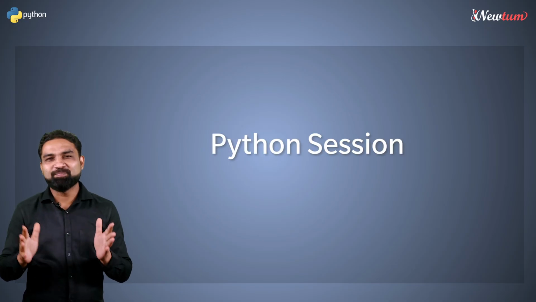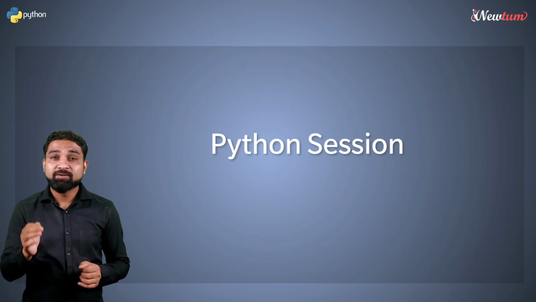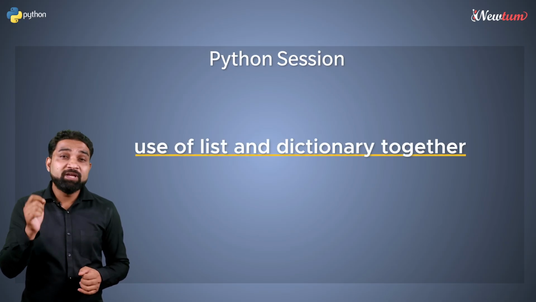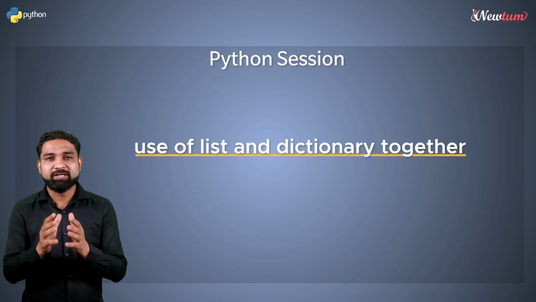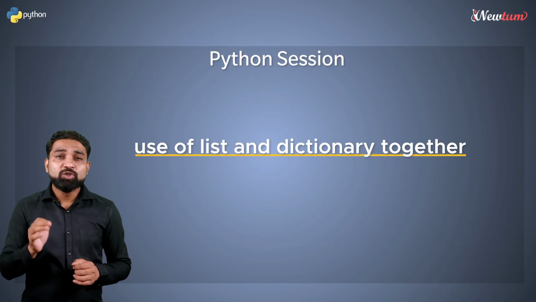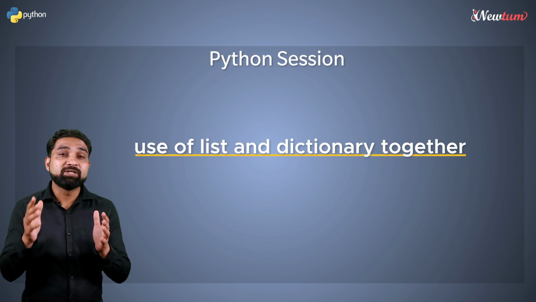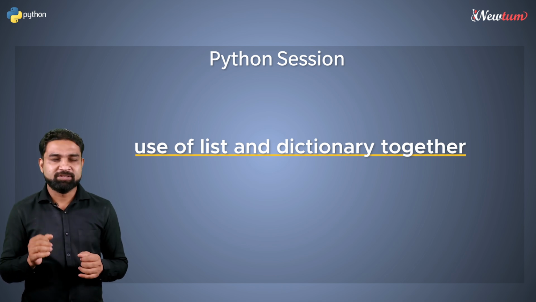Hello everyone, welcome to Python session. And in this session, we will see a use case where we can use list and dictionary simultaneously. Suppose you want to store information of multiple students like roll number, name and age.